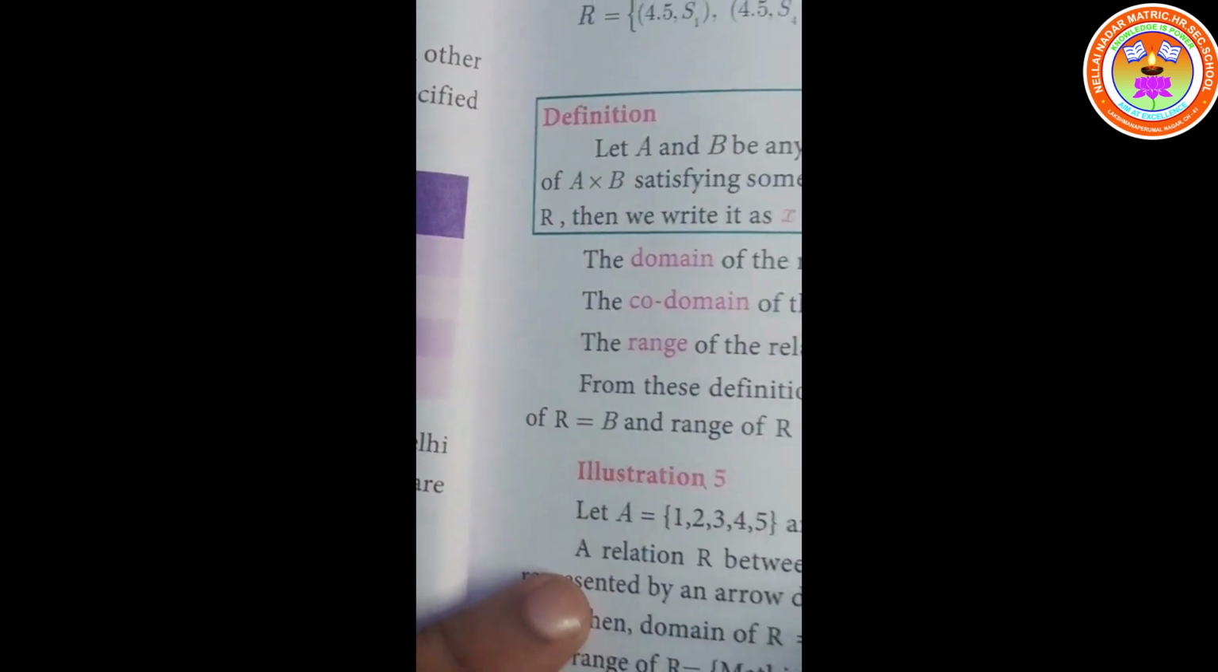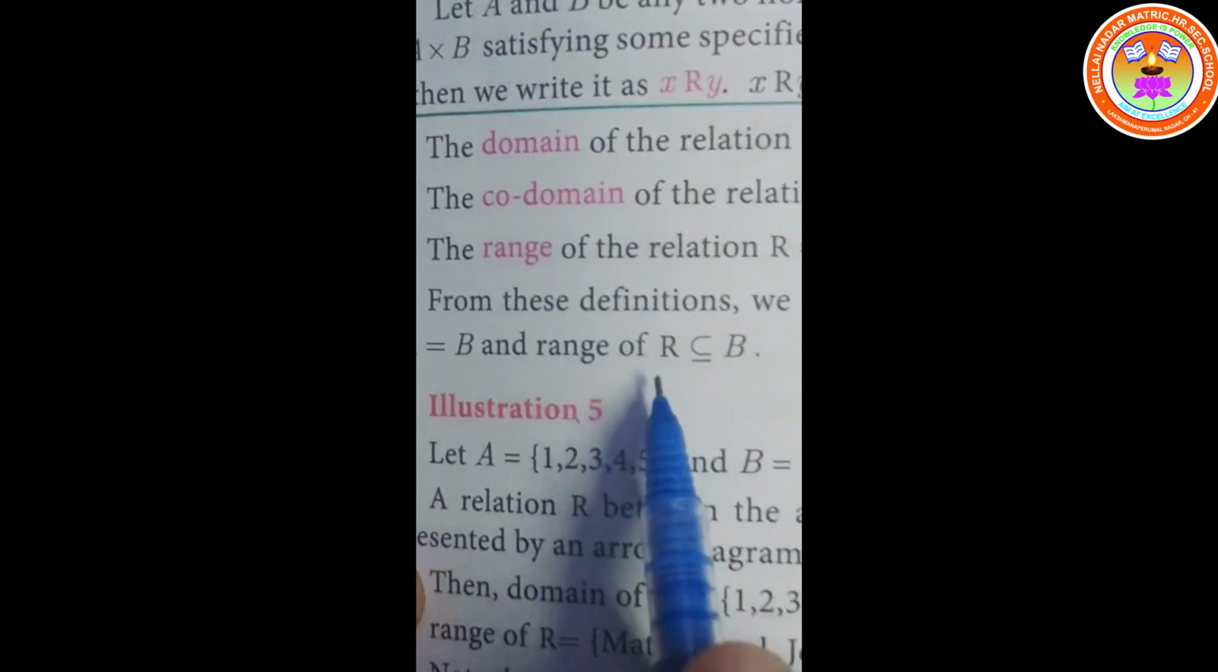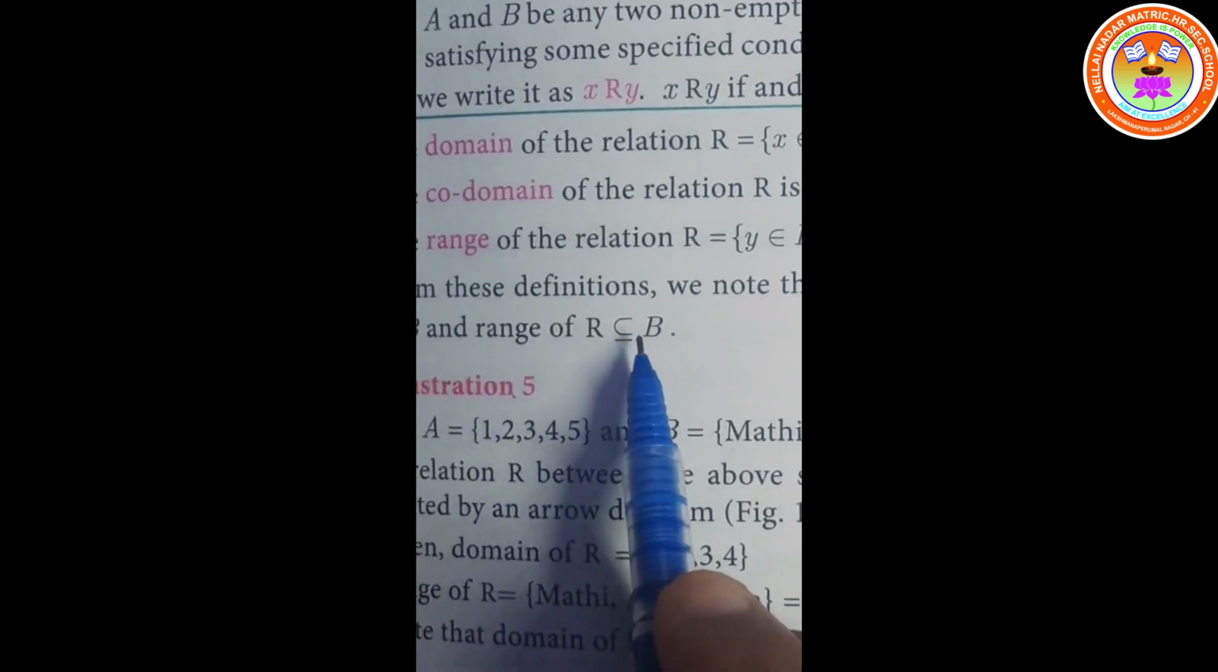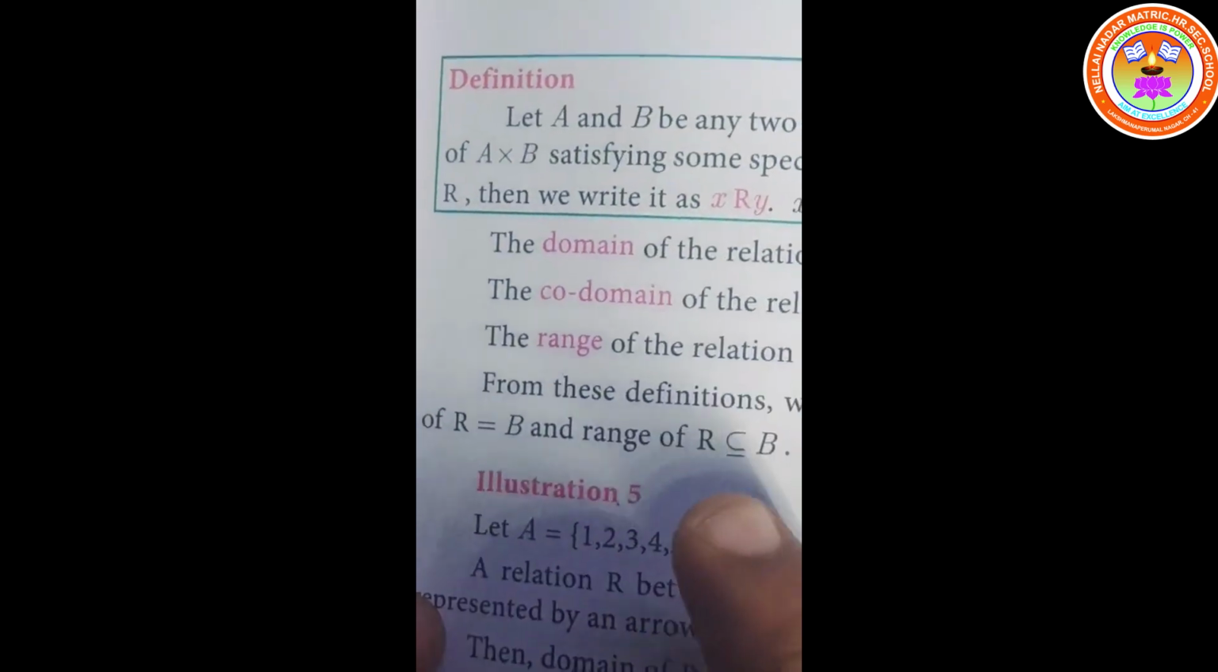From these definitions, we note that domain of R is a subset of A. It's a symbol for subset. Subset of A. Codomain of R is equal to B, and the range of R is a subset of B. Again, domain of R is a subset of A. Codomain of R, that is equal to set B, and the range of R is a subset of B. So, while working out the problem, you can understand the concept of the relation. No need to worry.